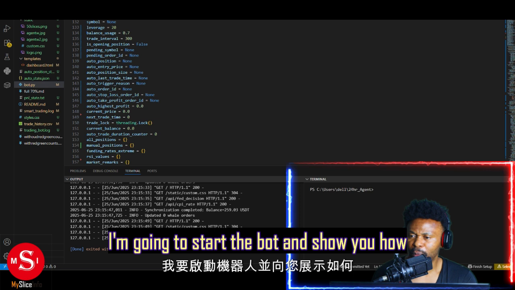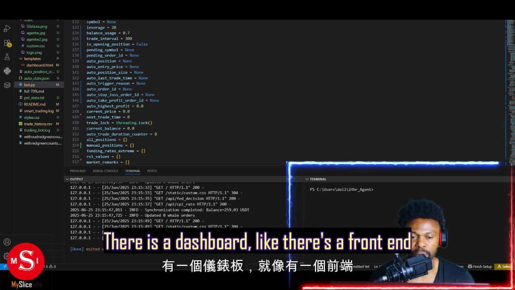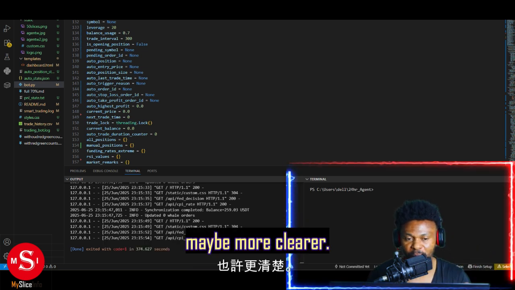And so I'm going to start the bot and show you how it's working. There is a dashboard, like a front end showing everything maybe more clearly.